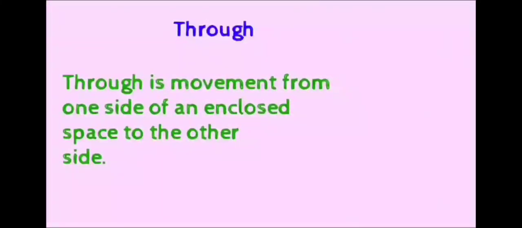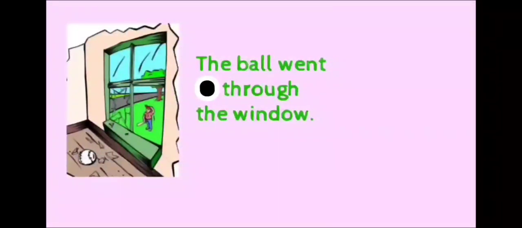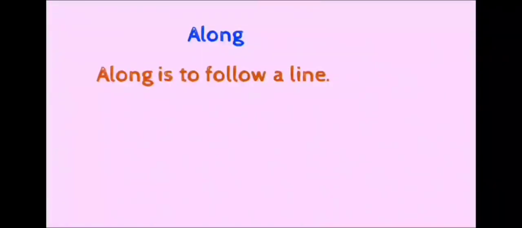Through is the movement from one side of an enclosed place to the other. The ball went through the window. Now this window is a part of an enclosed place, that is a room or a building, and the ball going through the window shows that the movement is from one side to the other and it is an enclosed place. Other examples of through: the train moved through the tunnel. Now the tunnel is an enclosed place through which the train moved.